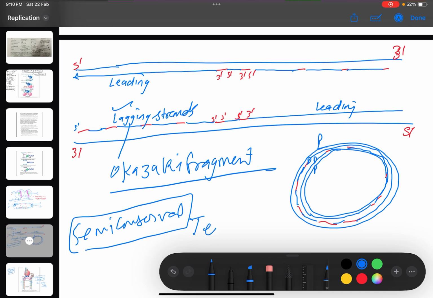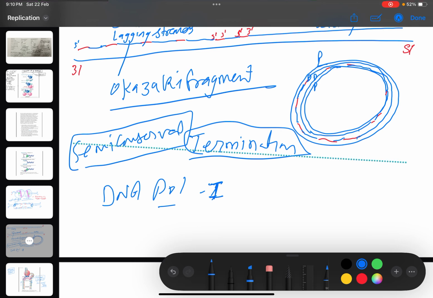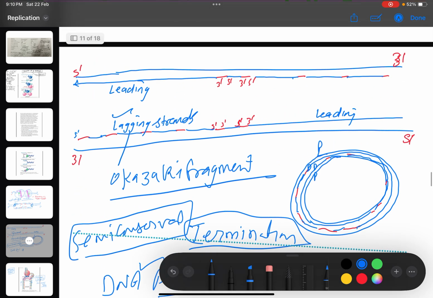Termination: when the DNA is completely made in this way, now what happens? DNA polymerase 1 comes. As I already told, there are 5 types of DNA polymerase present. DNA polymerase 1 says, you go and produce the DNA, I will handle any problem. That is the word of DNA polymerase 1 to DNA polymerase 3. Now this DNA polymerase 1 comes and removes these RNA fragments from here.